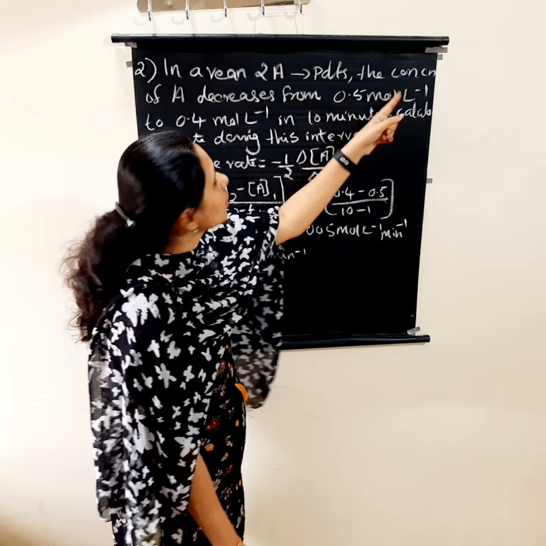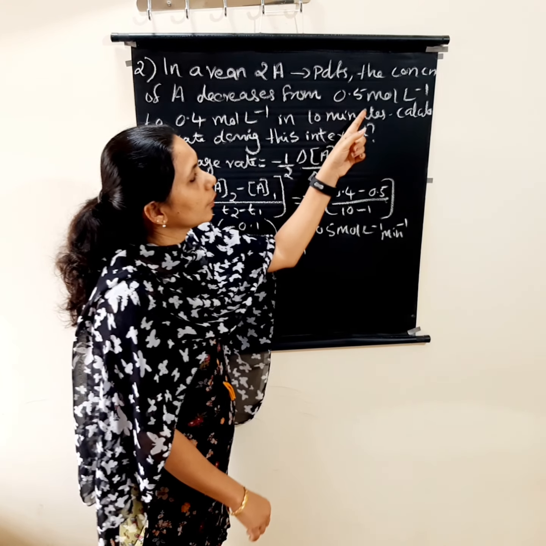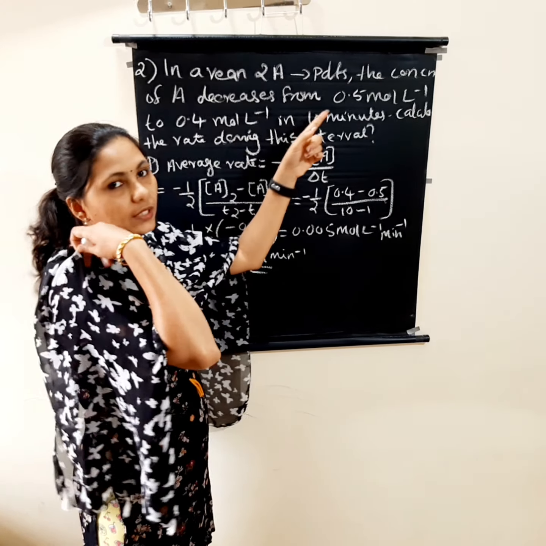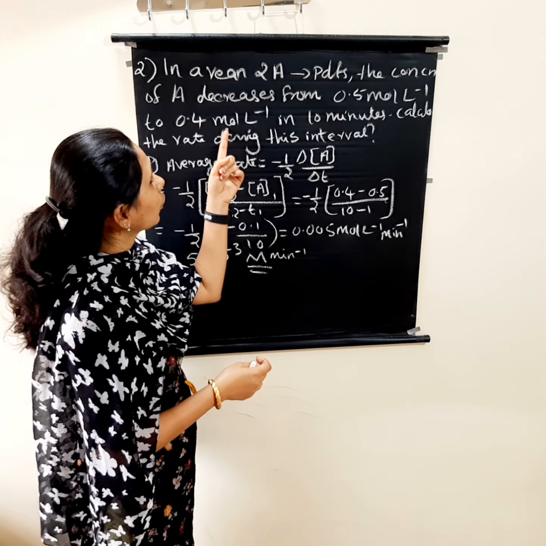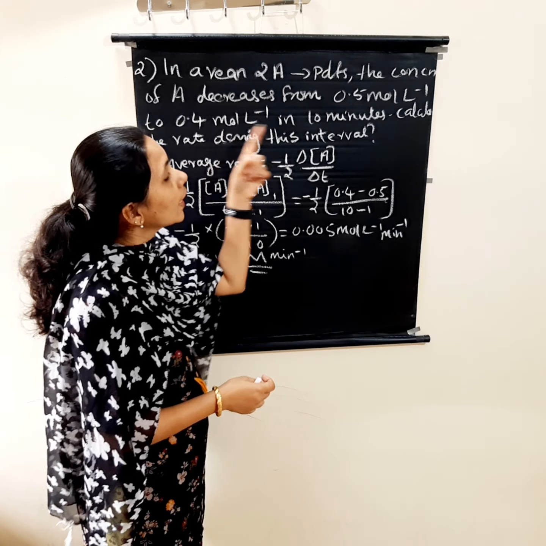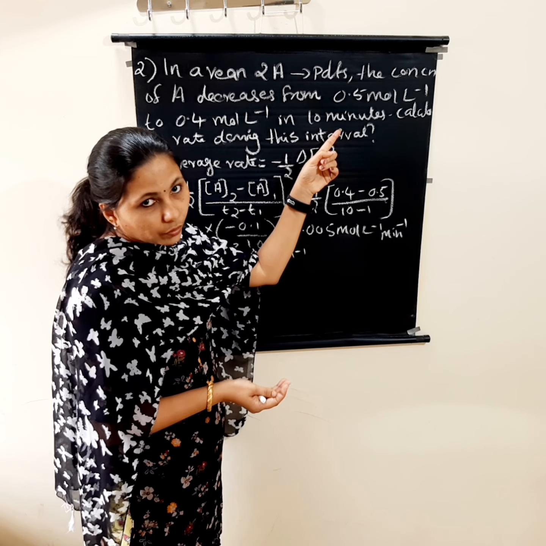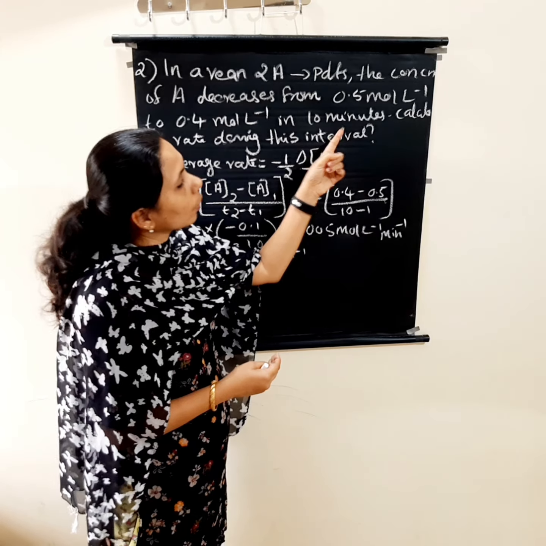In a reaction 2A, here 2A is the reactant, gives products. The concentration of A decreases from 0.5 moles per liter to 0.4 moles per liter. Decreases means the initial concentration was 0.5 and the final concentration is 0.4, in 10 minutes. In 10 minutes means what is the final time? It is 10 minutes, and the initial time you have to take as 0.